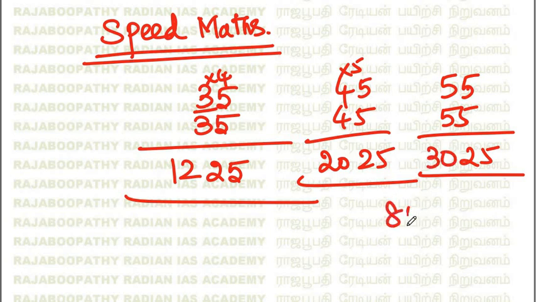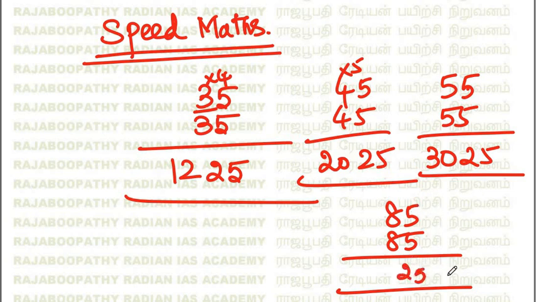Now tell me, anyone, what is the value of 85 squared? Come on, fast. 85 squared. So 85 into 85 always ends with 25. Very good. Most of them answered correctly. So 8 into 9, the next number after 8. 8 into 9 is what? 72. That's all.